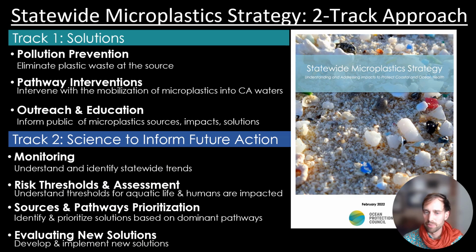To meet the requirement of Senate Bill 1263 to develop a statewide microplastic strategy, California's Ocean Protection Council adopted a two-track approach in 2022 involving no-regret solutions that can be taken today, such as pollution prevention, pathway intervention, and outreach and education, as well as science to inform future action, including monitoring, developing risk assessment thresholds, evaluating sources and pathways, and evaluating new solutions.